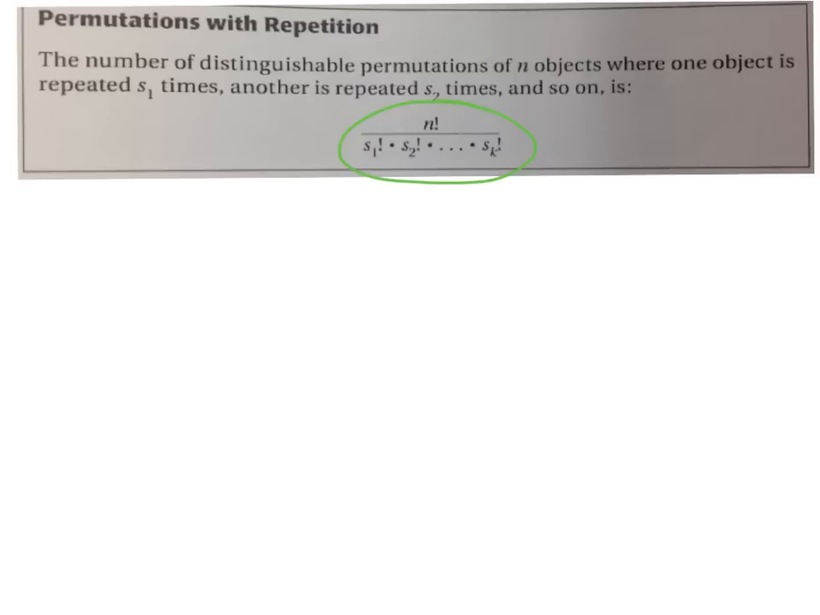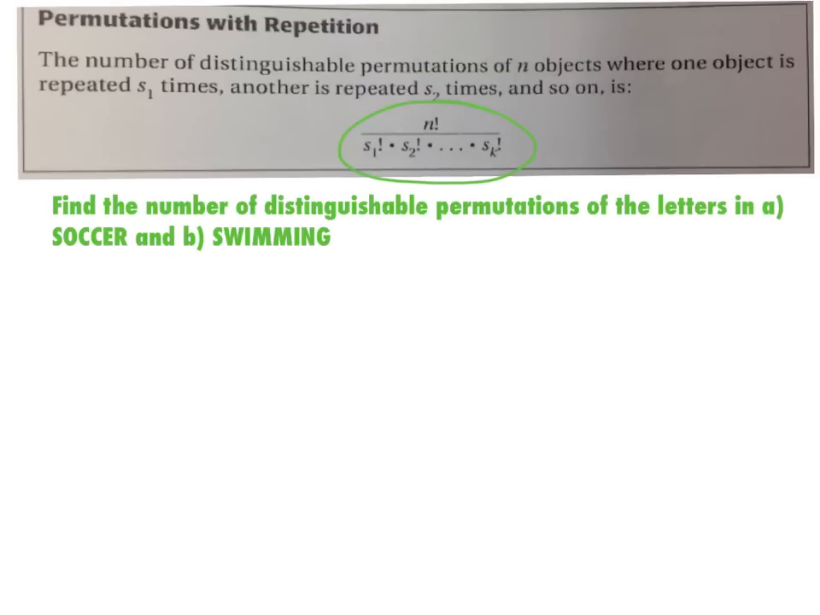All right, so let's do an example problem. Let's find the number of distinguishable permutations, that means ones that you can tell the difference between, of the letters in soccer and then in swimming. If I rearrange the letters, like for example earlier we did ABC, ACB, and so on, there's a C that repeats here. So does it really matter if I switch these two C's? If I switched this C and this C, it would not be distinguishable as a different permutation.